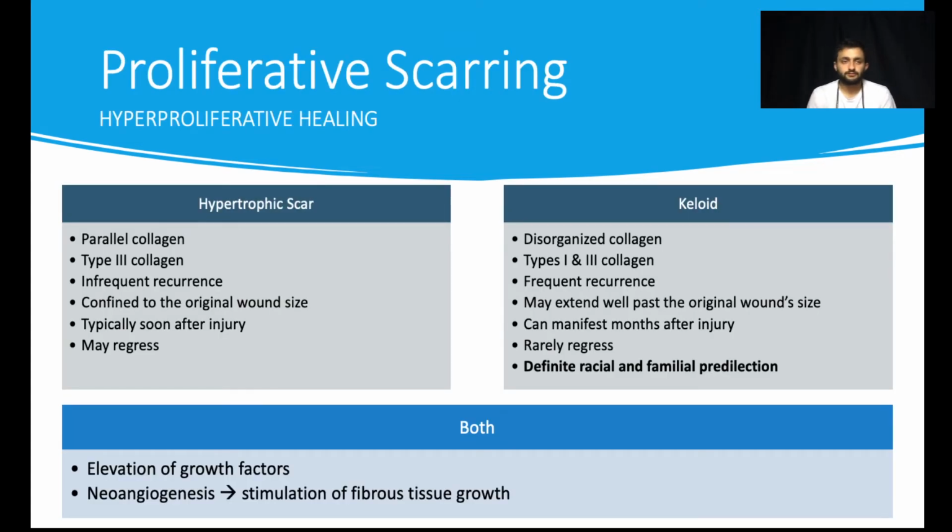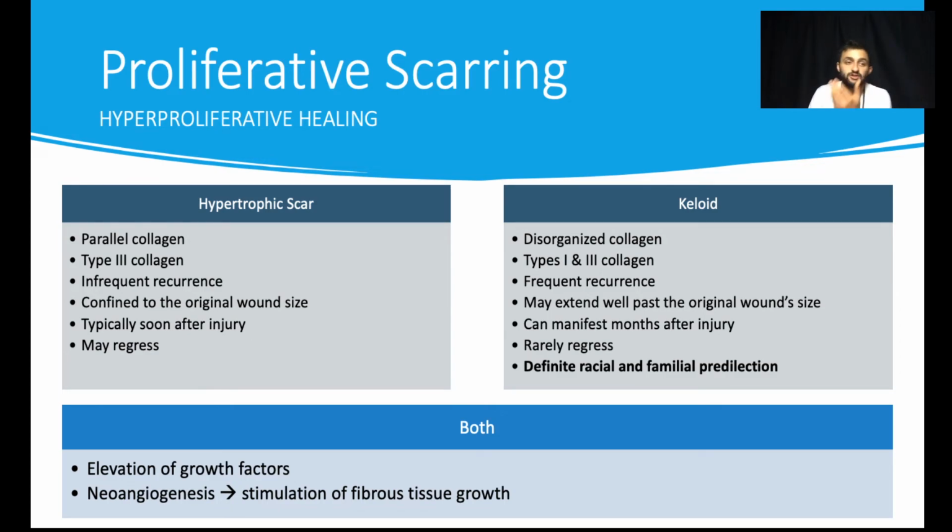So now a little bit about some of the outcomes, or I guess I would call these complications, right? So one of the biggest ones, of course, is proliferative scarring, okay, which is hyperproliferative healing. And there are 2 types of proliferative scarring or hyperproliferative healing. We have a hypertrophic scar and we have a keloid. So let's compare some of these.